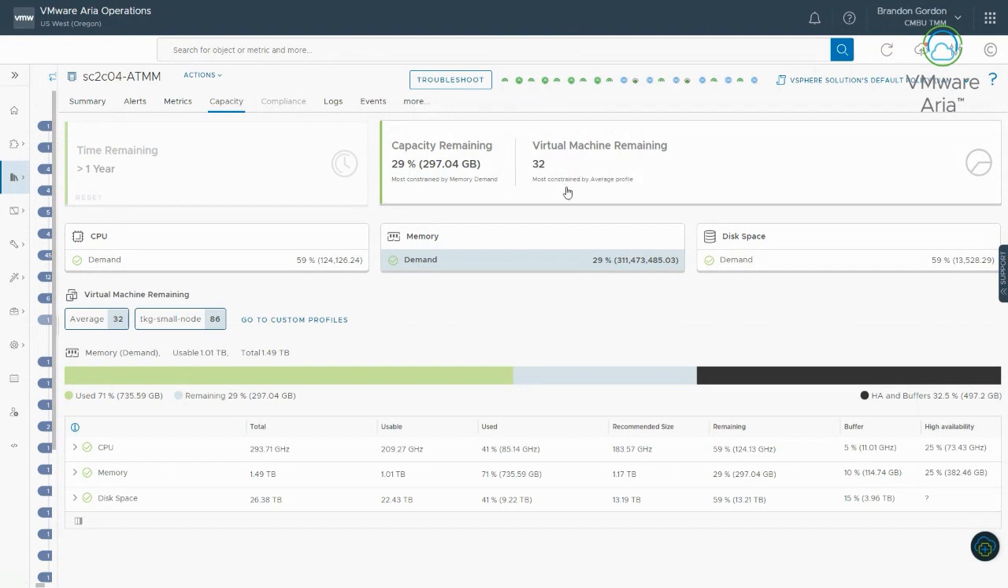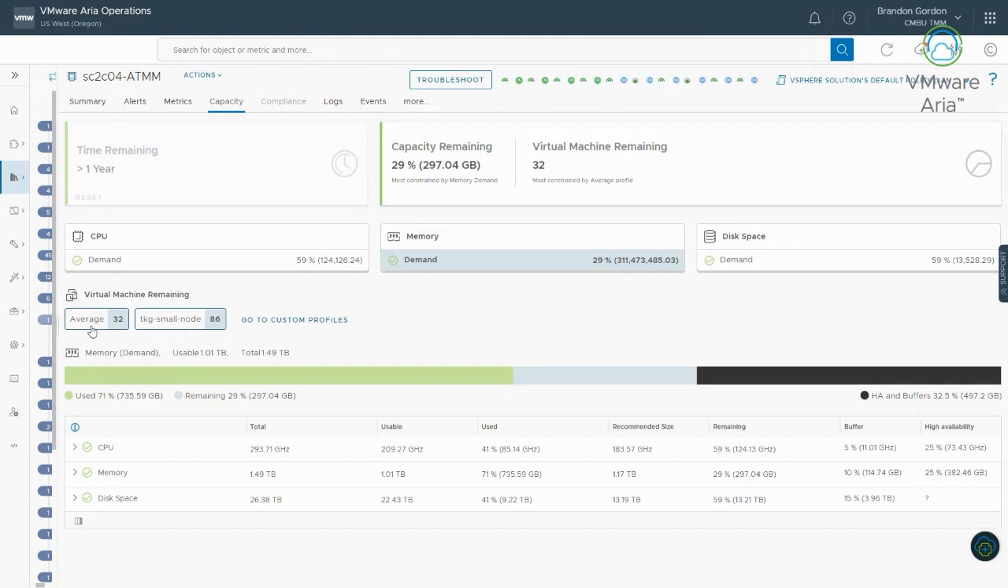So what virtual machines remaining is doing is it's looking at the different virtual machine profiles that we have in the cluster. And it's saying, based on the size of these virtual machines, I can fit 32 more virtual machines in my cluster. So you can see it's most constrained by the average profile, and you can see it over here where my average virtual machine, it says I can fit 32 more virtual machines based on the average size or utilization of the virtual machines in this cluster.